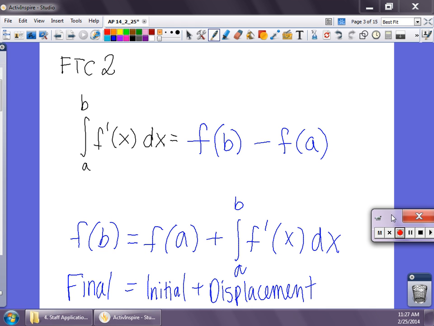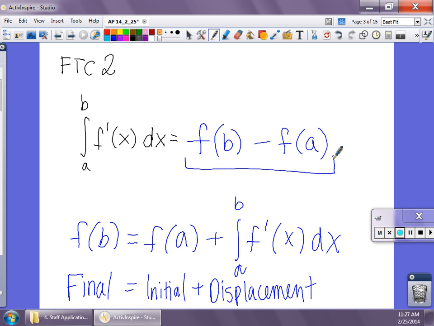You have to be able to use FTC both ways. The other way that I've seen it get tested, I tell you, this is my question, find. And I've seen that be used too. I gave you that on one of the questions. I think I asked you for like S of 4 minus S of 2 or something weird like that. All right, let's look at the multiple choice questions real quick.